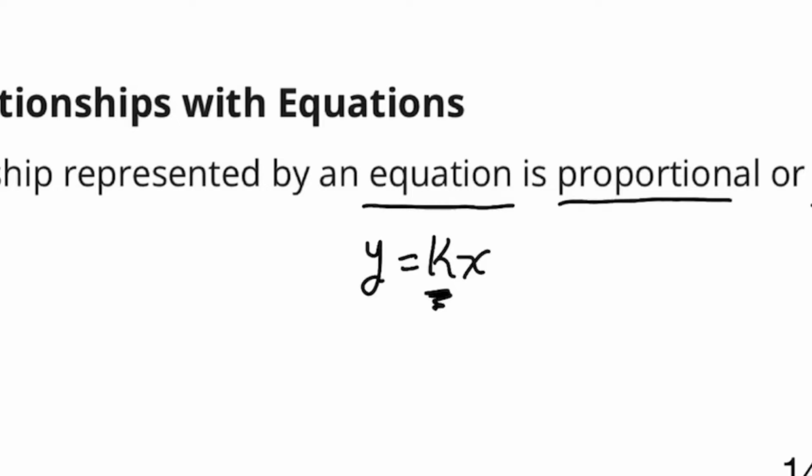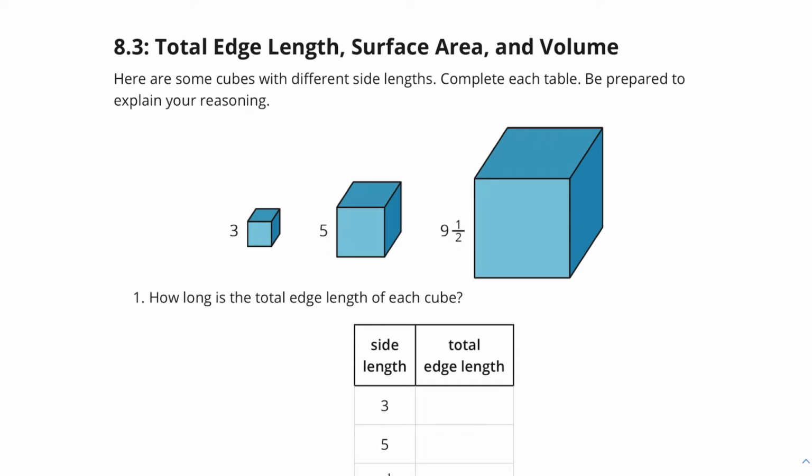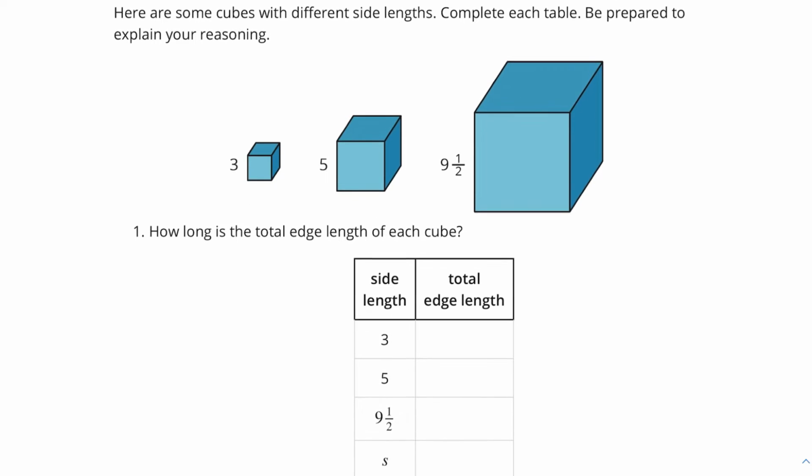Let's take a look at 8.3 here. 8.3, total edge length, surface area, and volume. Here are some cubes with different side lengths. Complete each table and be prepared to explain your reasoning. So let's look at all three tables. We have a cube with side length 3, a cube with side length 5, and one with 9.5.